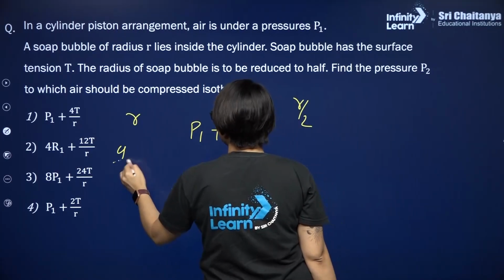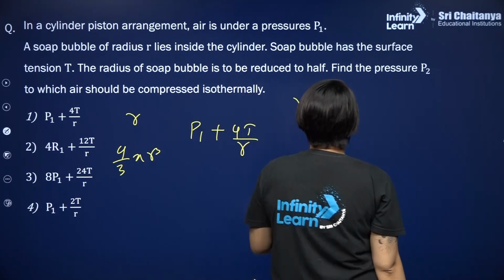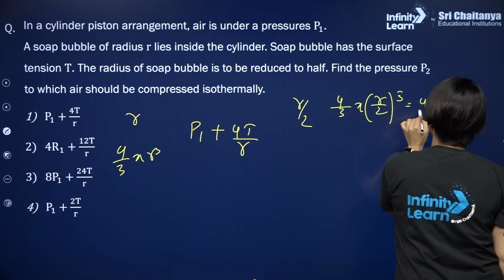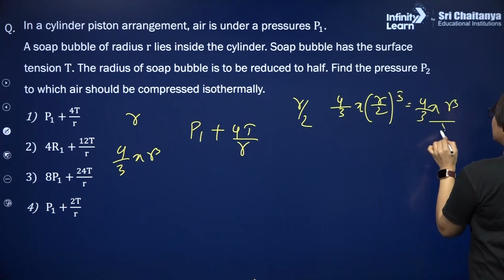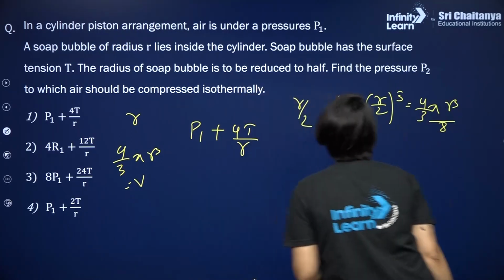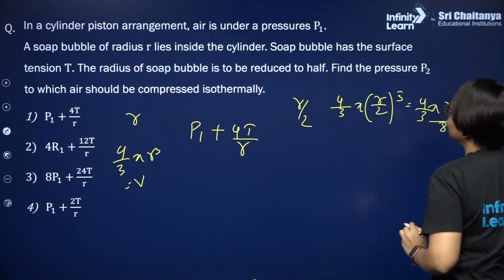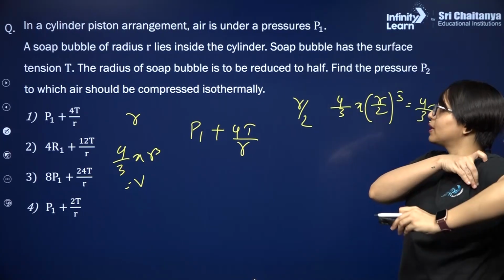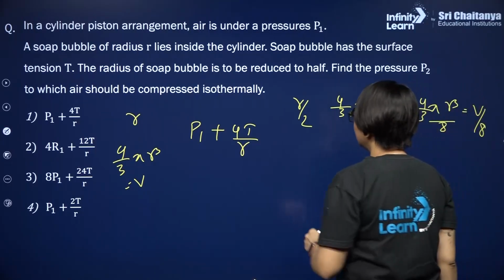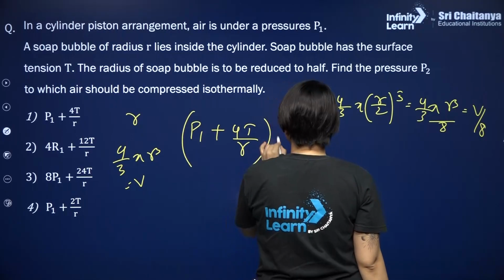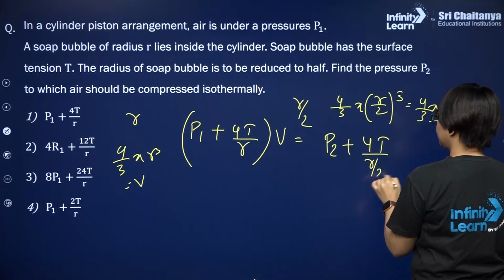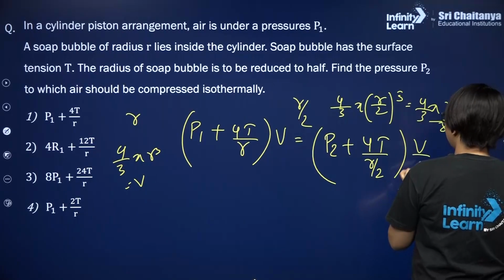So if the initial volume is 4 by 3 pi r cube, the final volume will be 4 by 3 pi r upon 2 whole cube, that is equal to 4 by 3 pi r cube divided by 8. That is 1/8 of the previous volume. If it is V, then the final volume will be V upon 8. Find the pressure P2 to which air should be compressed isothermally. So for isothermal compression, P1 V1 is equal to P2 V2. So P1 is this and V1 is V, P2 is this and V2 is V upon 8.